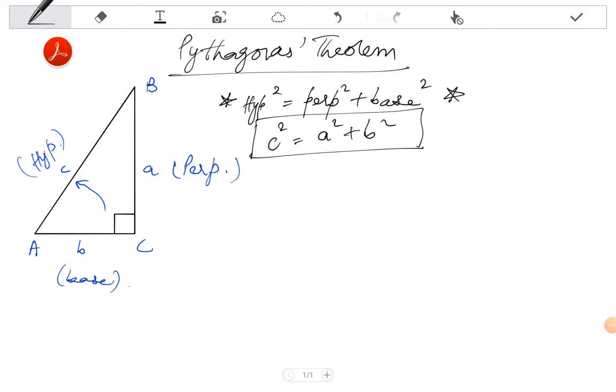And hypotenuse is always the side facing 90 degrees.